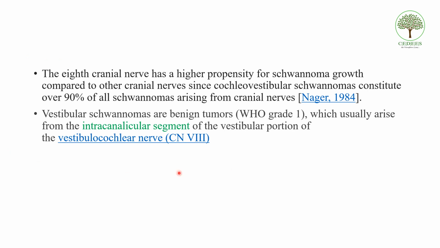Look at these notes taken from the article. It is the commonest schwannoma, consisting of 90% of schwannomas arising from the cranial nerves. The common one is the vestibulocochlear nerve. The common site is intracanalicular, that means the internal acoustic meatus. Most commonly it arises from the vestibular portion. Histologically, what can you see in schwannomas? Antoni A, Antoni B, Verocay bodies. You will read this in oral pathology.